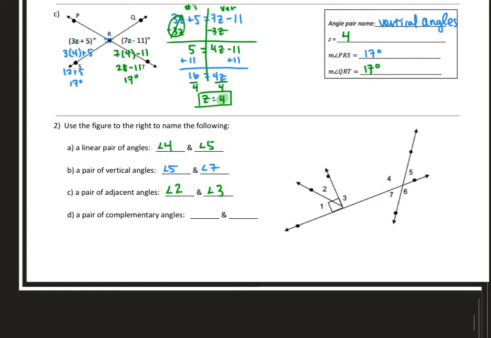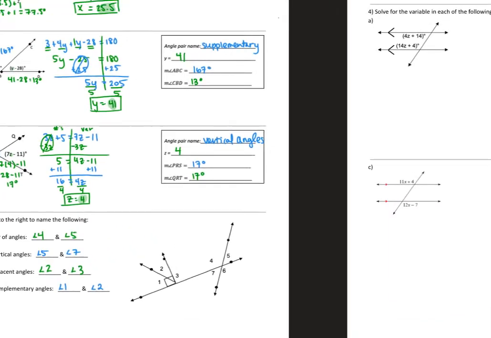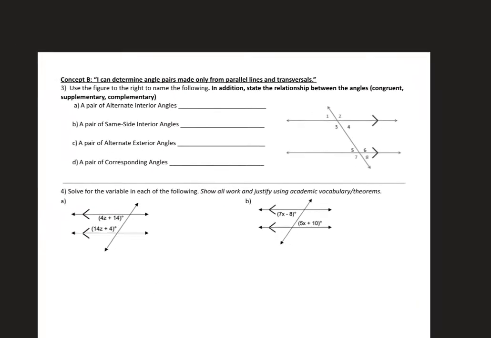And then complementary angles. So complementary angles form a right angle. So here's a right angle. So the two angles that fit inside that angle would be angle 1 and angle 2. So angle 1 and angle 2 are complementary angles. All right, moving on to the next concept.